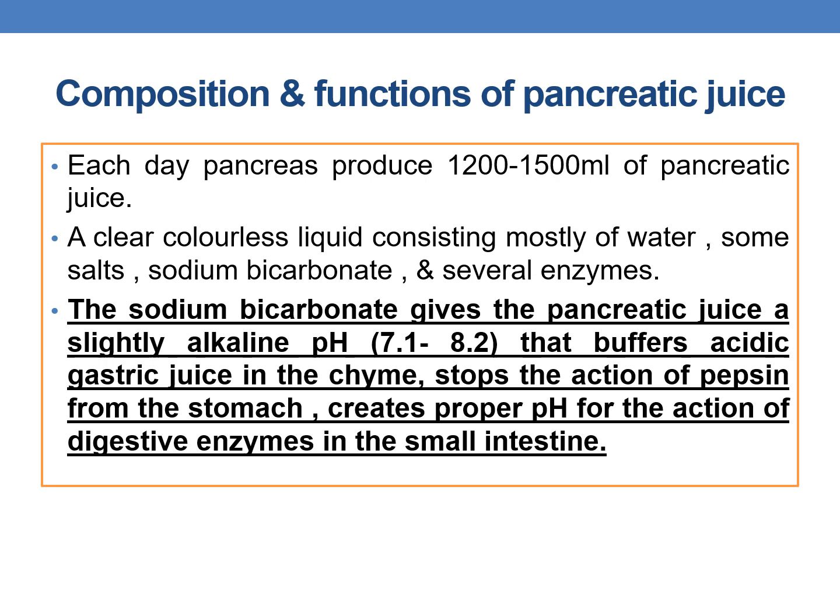The sodium bicarbonate gives the pancreatic juice a slightly alkaline pH, that is 7.1 to 8.2, and that buffers the acidic gastric juice in the chyme, stops the action of pepsin from the stomach, and creates the proper pH for the action of digestive enzymes in the small intestine. This sodium bicarbonate, which is a component of pancreatic juice, is responsible for maintaining a proper pH environment for the action of digestive enzymes in the small intestine.